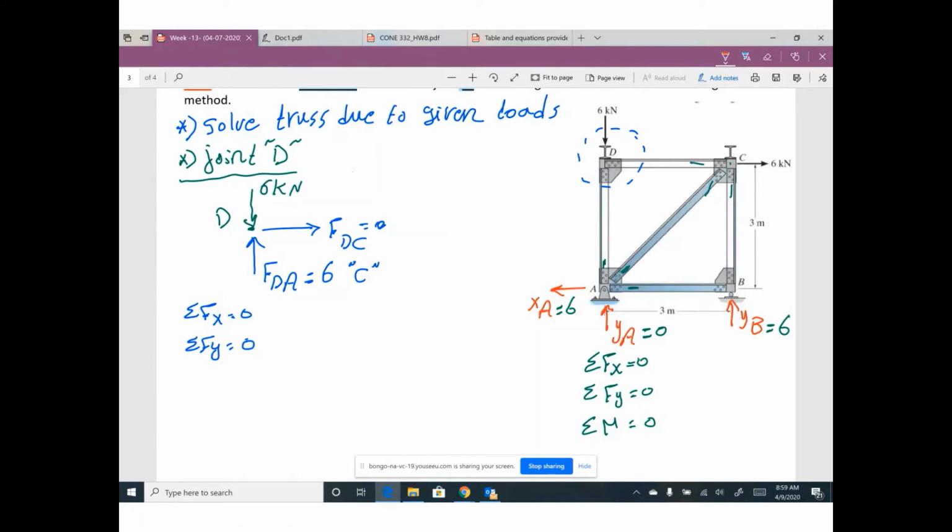So that means this member is 0. This member is under compression, and it will also be under compression on the other side. Your value will be -6. Remember, if your member is under compression, please put your value in negative. If your member is under tension, put your value positive.